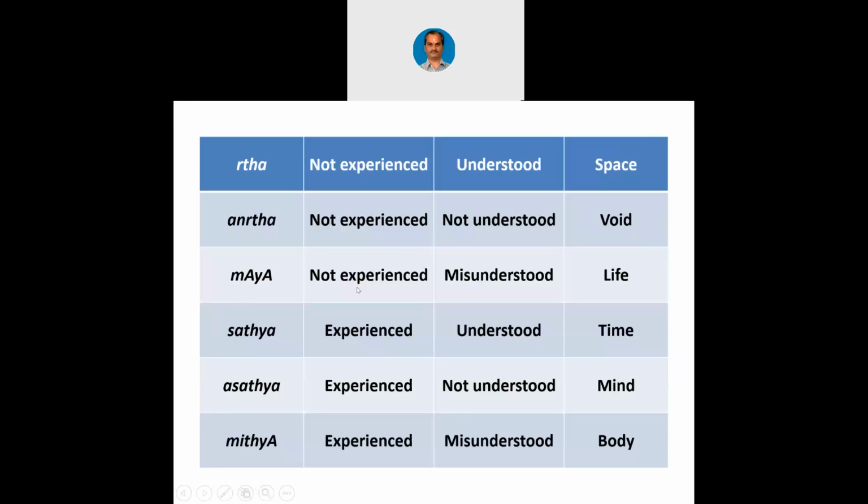Maya is not experienced. It is misunderstood. For example, life itself. Actually, life is not experienced. Life is misunderstood. Now you may say, are we not experiencing life? No, you are not experiencing life. You are experiencing body. You are experiencing with your 5 sense organs. That's all. Now 5 sense organs are not life, no?